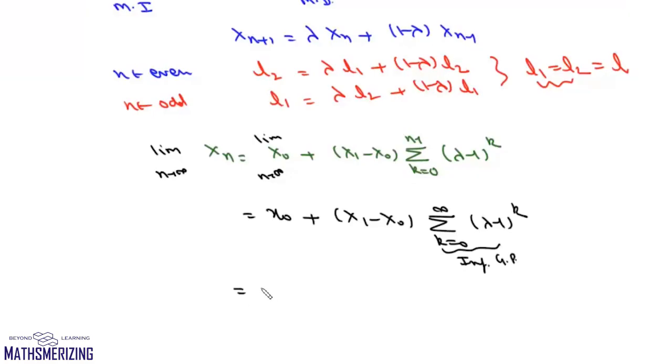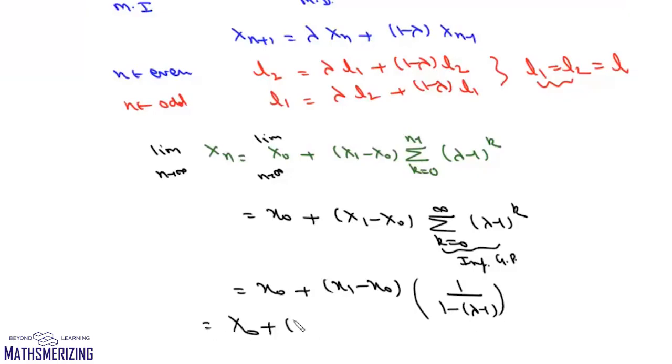Now we can write this as x0 plus (x1 minus x0), and here for this GP, its sum will be a upon 1 minus r, which is x0 plus (x1 minus x0) upon (2 minus lambda), and that is the limit of the sequence.